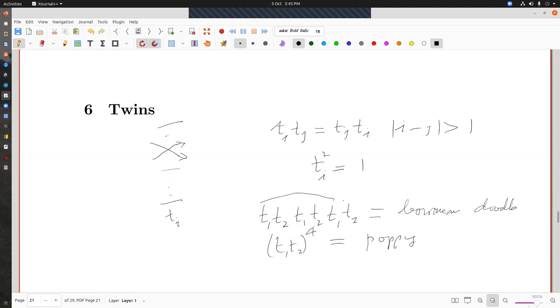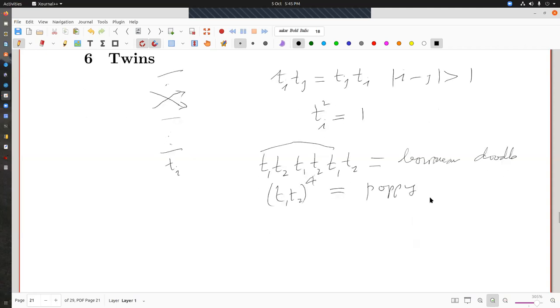Because we know that every doodle is the closure of some twin. Okay, well what about T1 T2 squared? Well, this is the closure of T1, the closure of this is the unknot, or the undoodle, well, trivial doodle. In fact, that is an interesting fact. I mean, you can work it out for yourself, I'm sure.